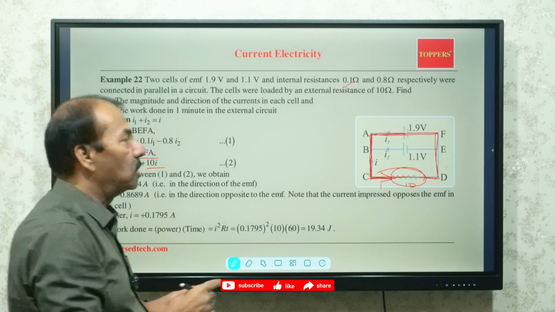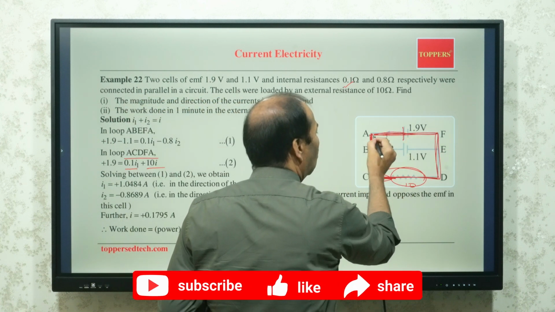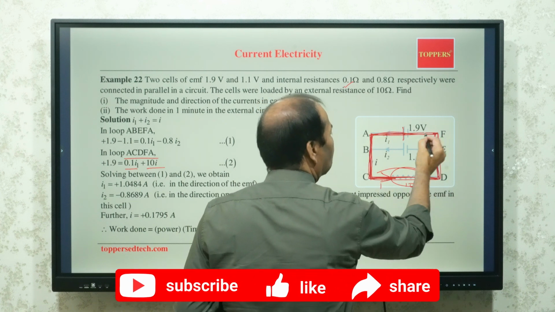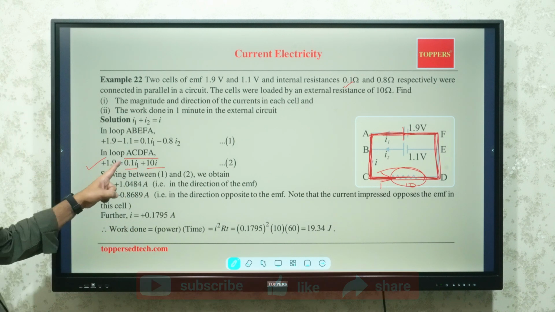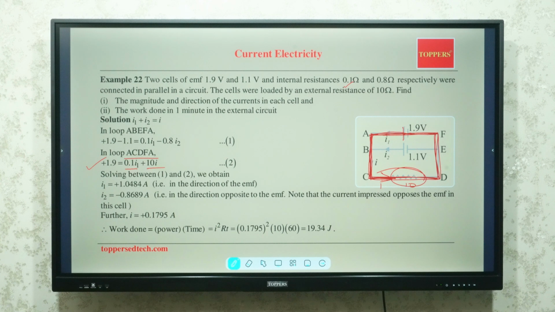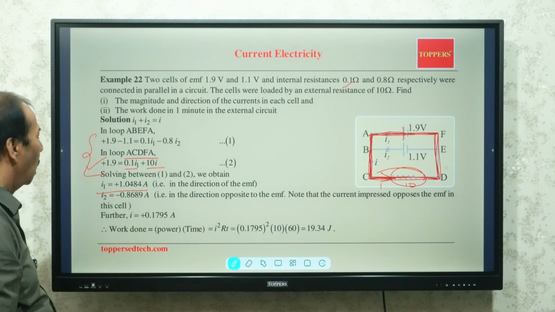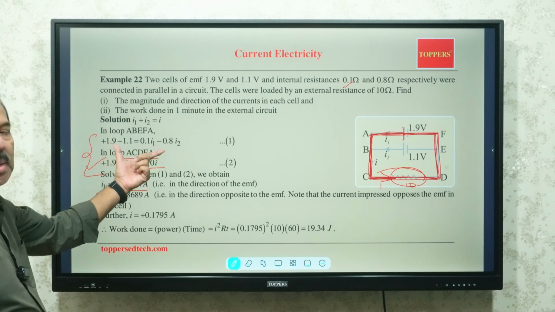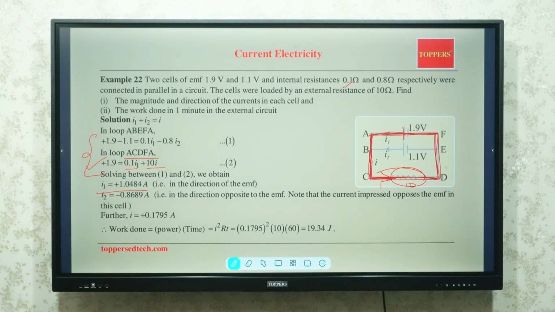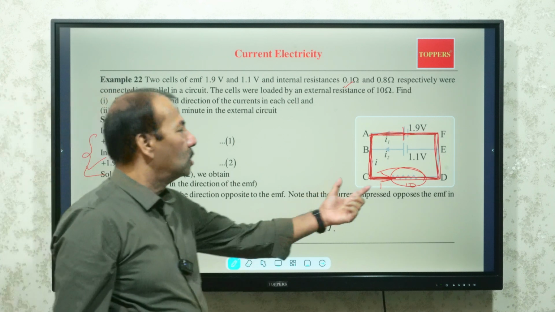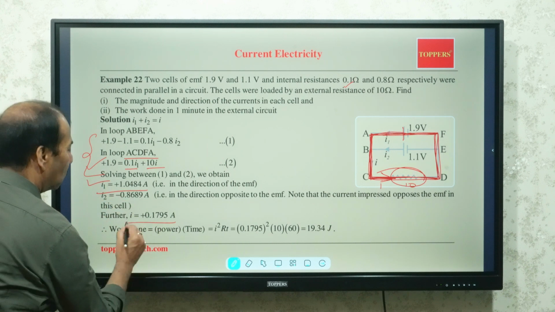That should be equal to the net EMF in that circuit. So here again it is 1.9 with the positive sign. There are no other cells connected here, so it will remain 1.9. So 1.9 is equal to 0.1 I1 plus 10 I. Now, simplifying these two equations, you will be able to get I1 as well as I2, because there are only two unknowns and two equations. The total current flowing through the external resistance will be I1 plus I2, which gives us this I.